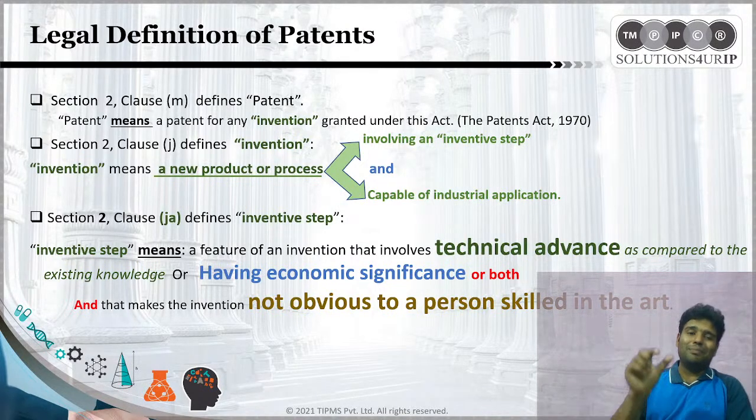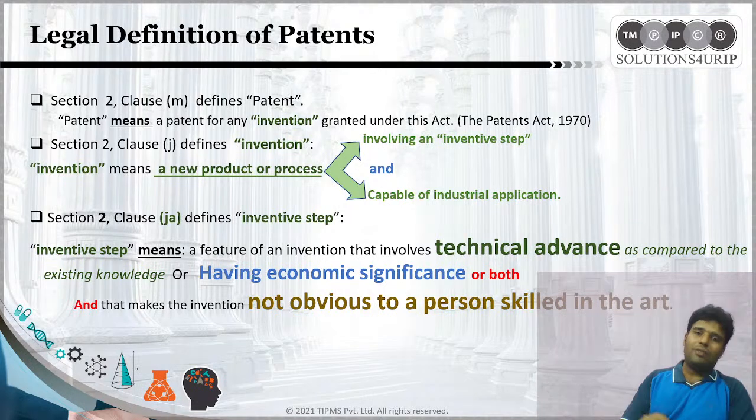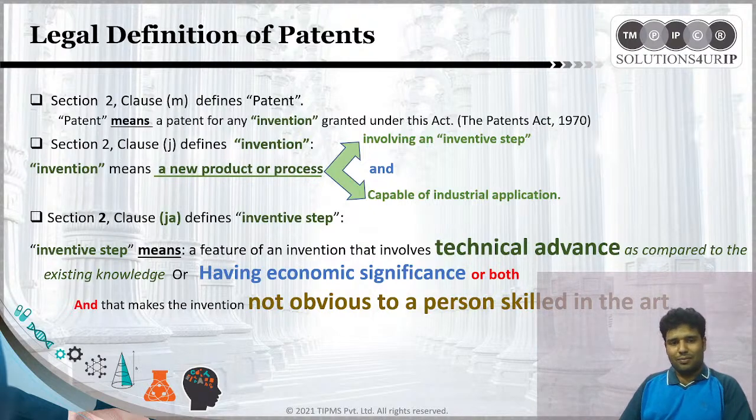Okay, so what is an invention? Invention means a product or process. That means an invention can be a product, an invention can be a process. Either it is a product or process, it must and should involve an inventive step, and it must and should be capable of an industrial application. So section 2(1)(j) defines all the patent eligibility criteria: novelty, inventive step, and industrial application.